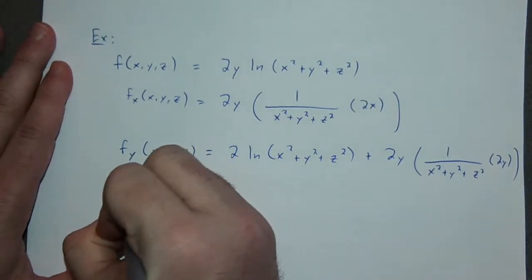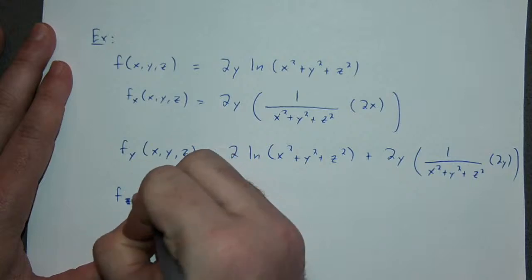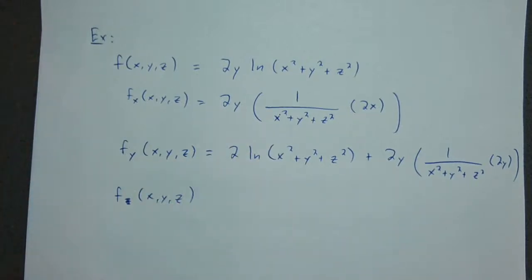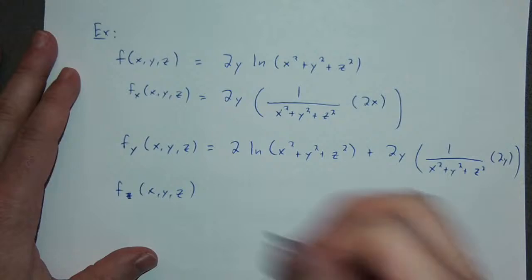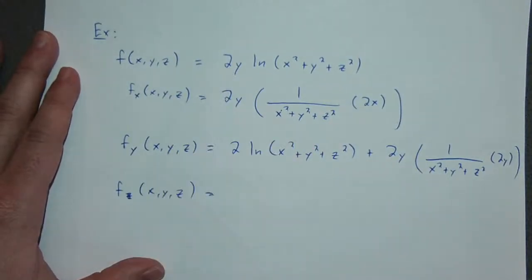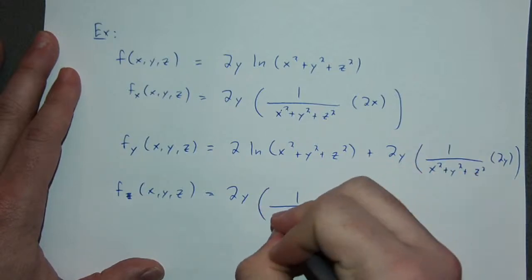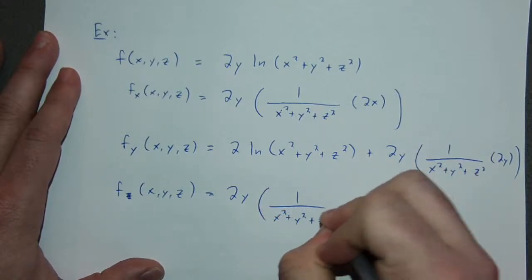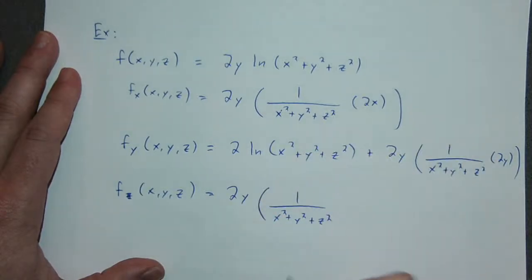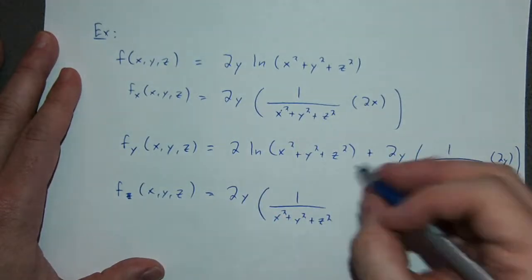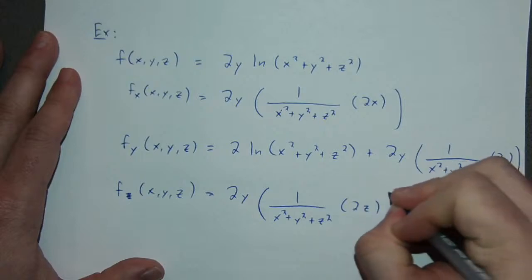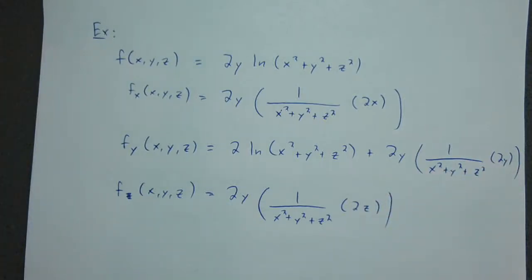Okay, and then lastly, my z partial treats both x and y as constants. And so, again, y is treated as constant here. So this is 2y times 1 over x squared plus y squared plus z squared. Now I'm taking the derivative of x squared plus y squared plus z squared with respect to z, so this is 2z. So that's what these three partials with respect to x, y, and z are.